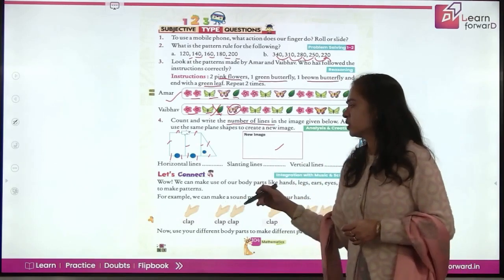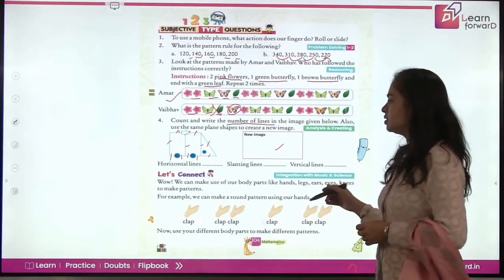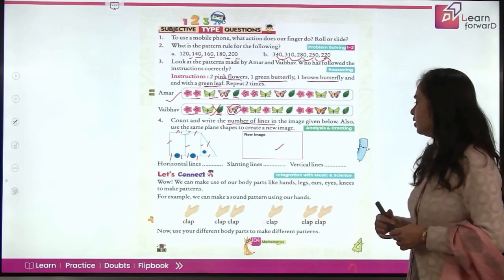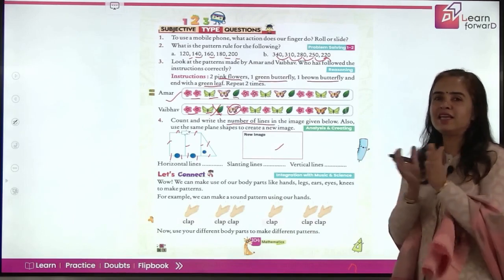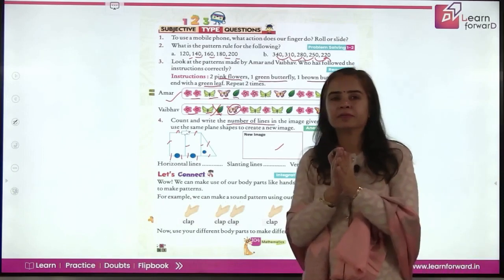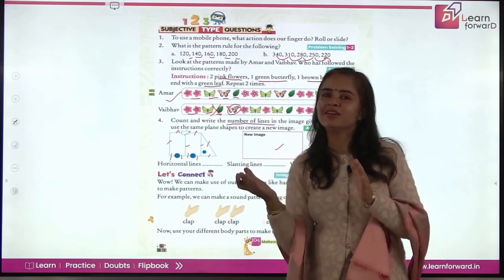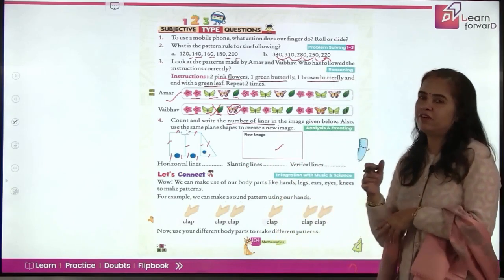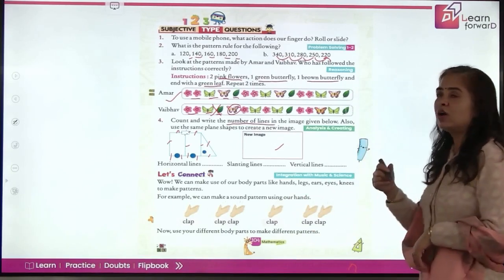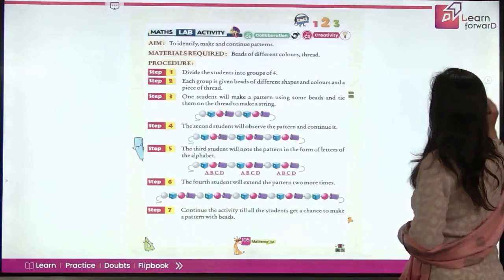So you will be counting them separately and writing the number in the blanks. Now let's connect. Wow, we can make use of our body parts like hands, legs, ears, eyes, knees to make patterns. Let's see. We can make a sound pattern using our hands. Can't you? Yes. Like this we can do it, or so. Every time what am I doing? I am increasing, right? So you can make different patterns with your body parts also. You can use yours.